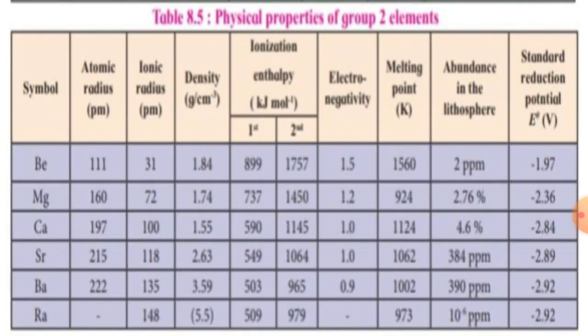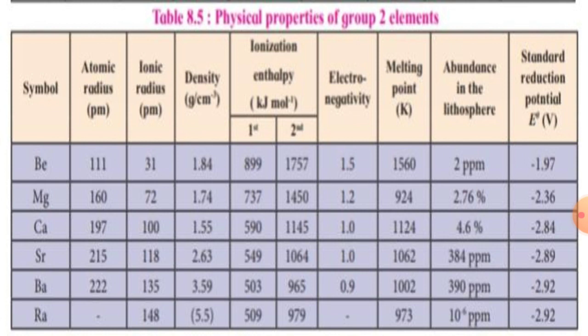Now, physical properties of group 2 elements: beryllium, magnesium, calcium, strontium, and so on. Here, students, you see the values for atomic radii: 111, then 160, then 197, then 215, then 222. What do you find? Similar to group 1 elements, here also the atomic radius is increasing down the group. What is the reason behind it? The same reason as in group 1.